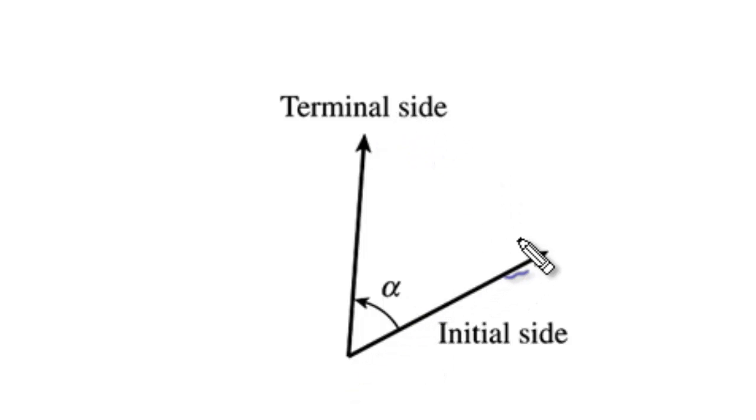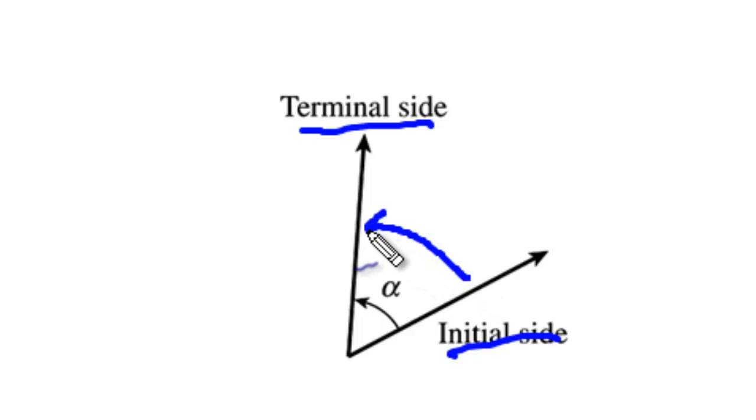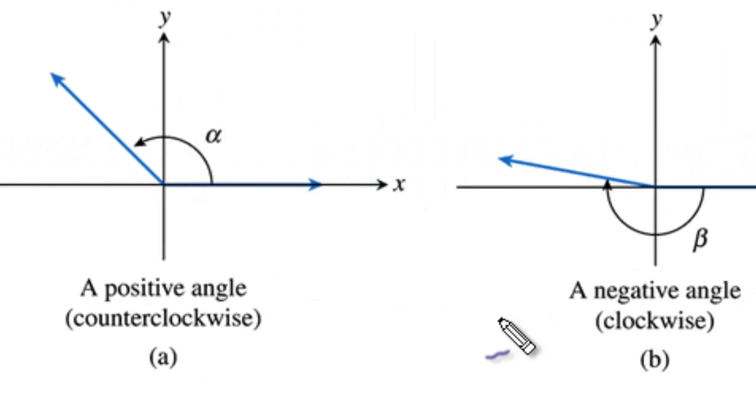On an angle, we'll have an initial side and we'll have a terminal side. We will measure from the initial side around the angle of rotation to the terminal side. We're going to be using Greek letters to denote the angle. This one is alpha.